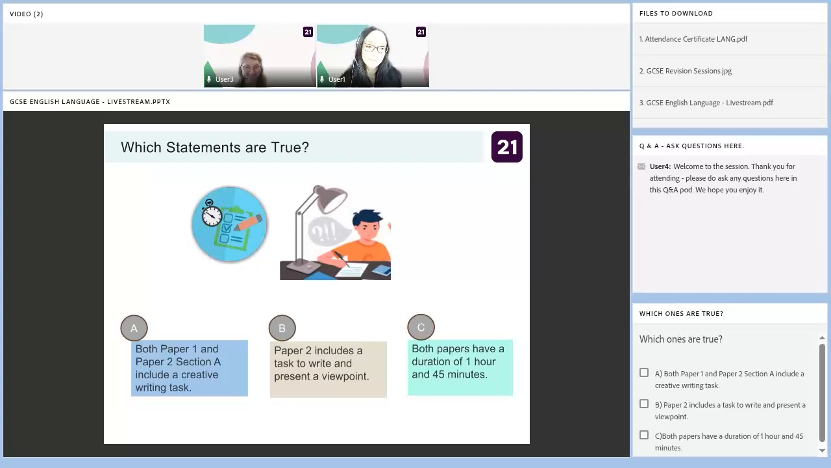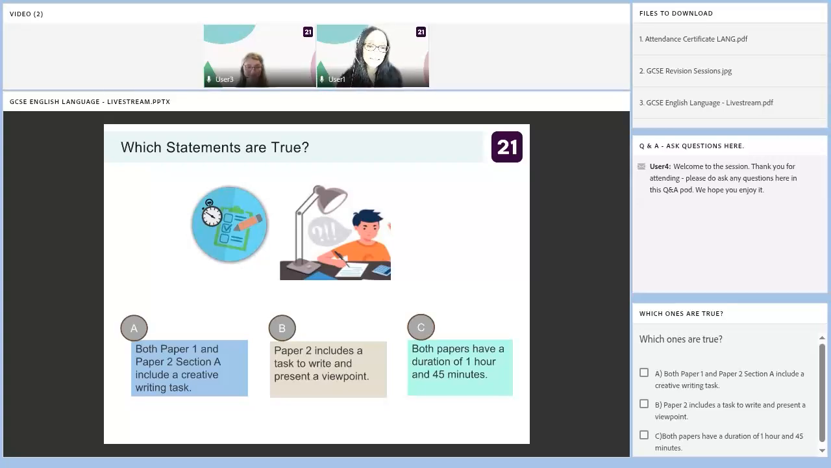Oh, well done. Excellent. I can see lots of you polling correctly there. And lots of you still arriving as well. Hello, welcome everybody. Fantastic. Most of you have polled correctly on there.